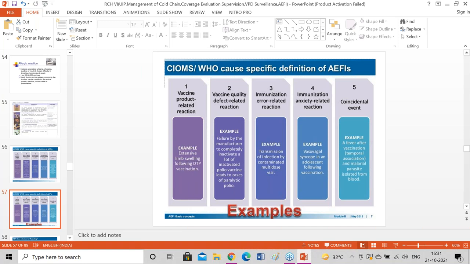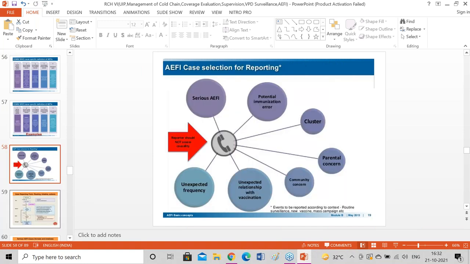Transmission of infection by a contaminated multidose vial is immunization error related. Vasovagal syncope in an adolescent following vaccination is immunization anxiety related. And fever after vaccination due to a malarial parasite is not related, right? Coincidental. So reporters should not assess the causality. Anytime that an AFI occurs, we have to report it.